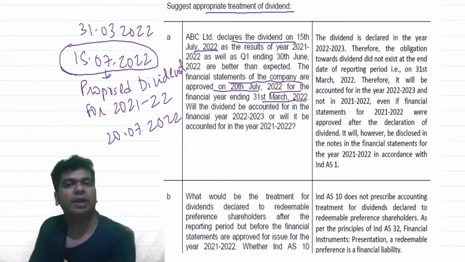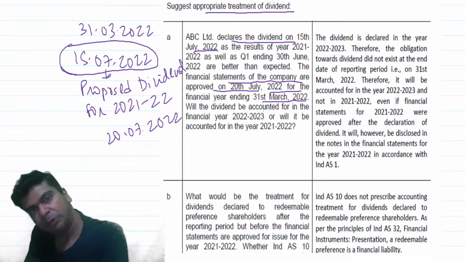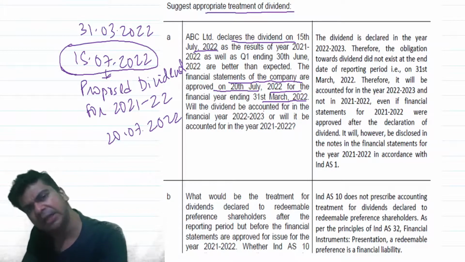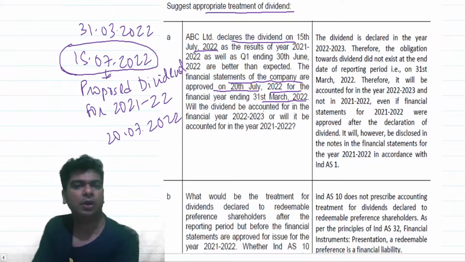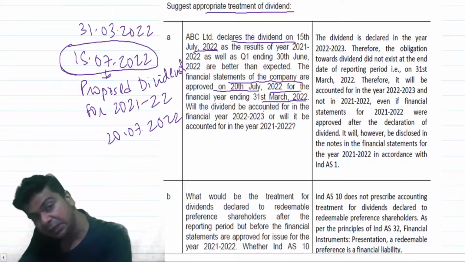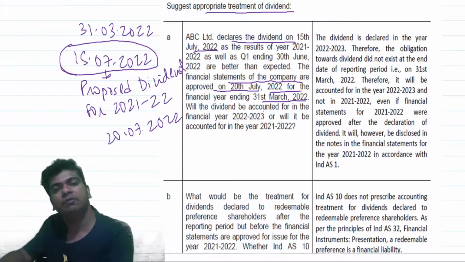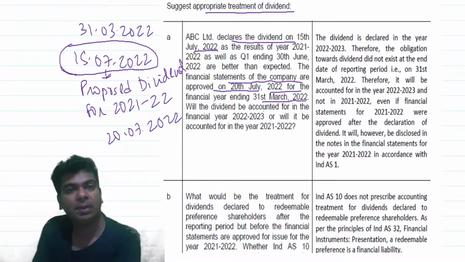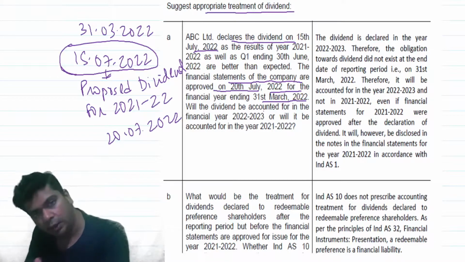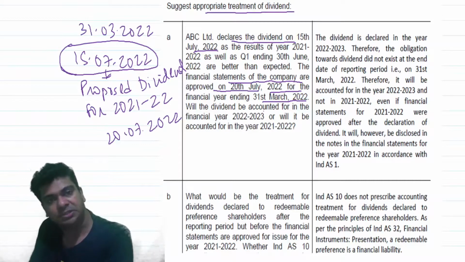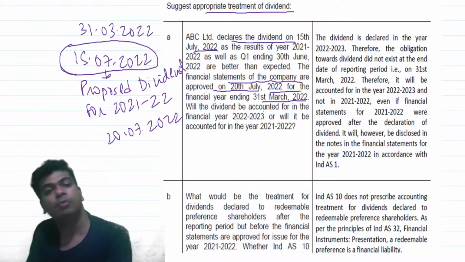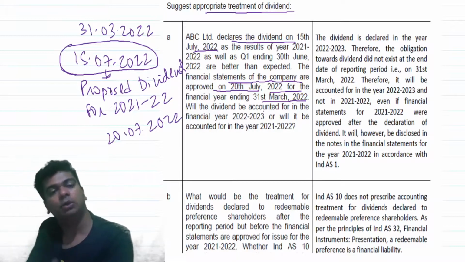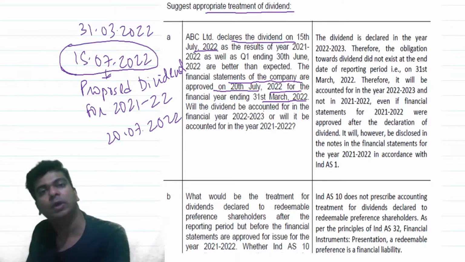The position of Ind AS 10 is that such proposed dividend will be treated as a non-adjusting event. There is no liability to pay this particular dividend, and the circumstances leading to the declaration or proposal of the dividend were not existing on the balance sheet date. That is the reason it is a non-adjusting event. If it is a non-adjusting event, you can provide a disclosure in your notes, agreed. But the dividend will not be debited to the P&L of the year 2021-22.